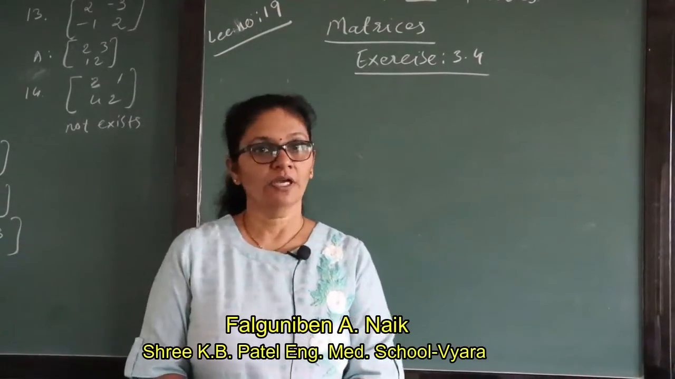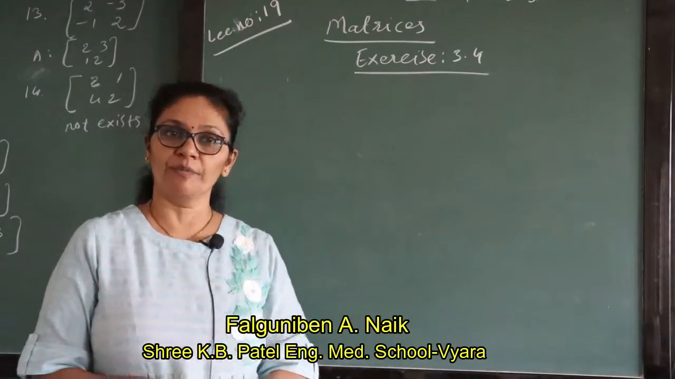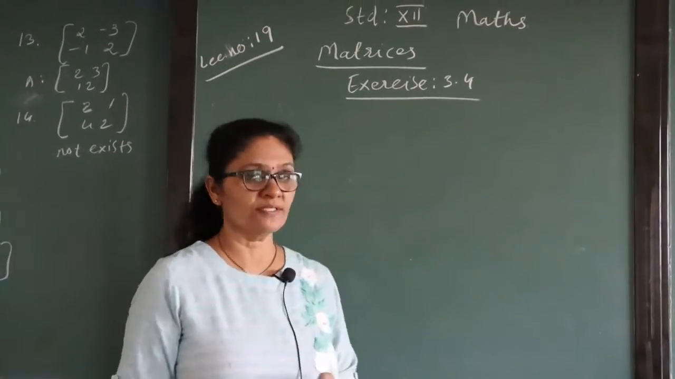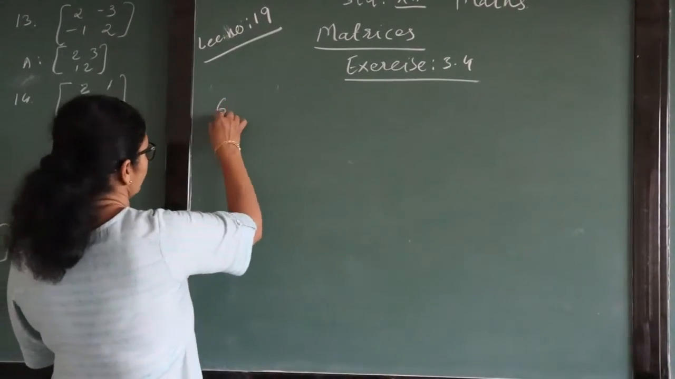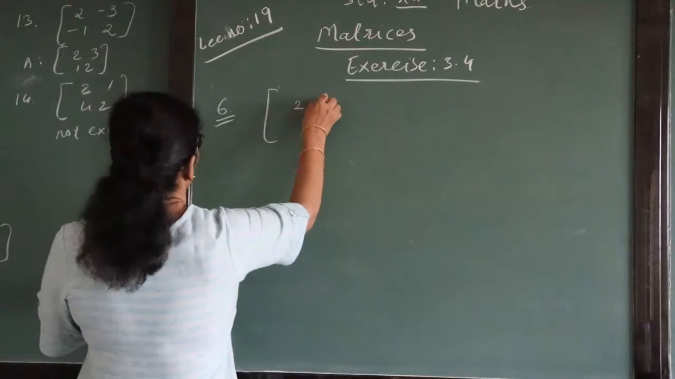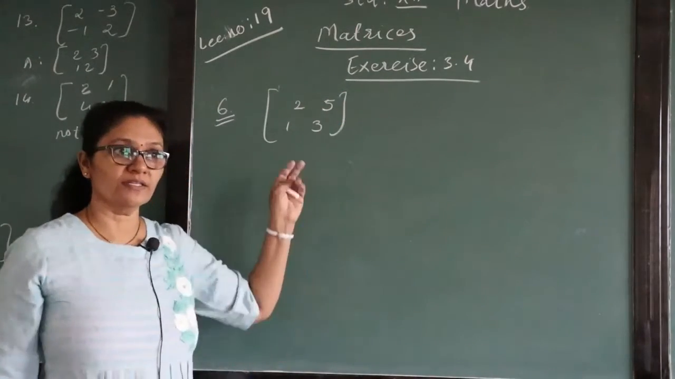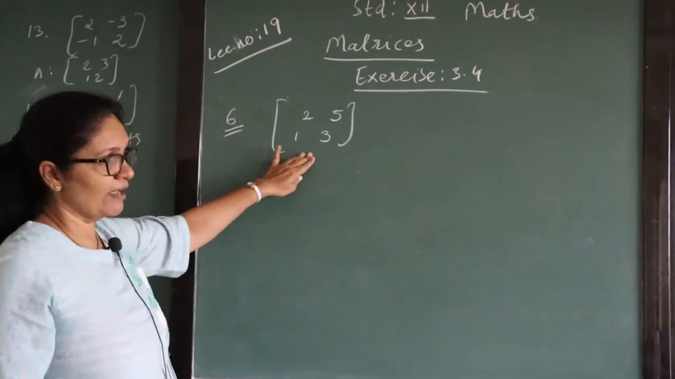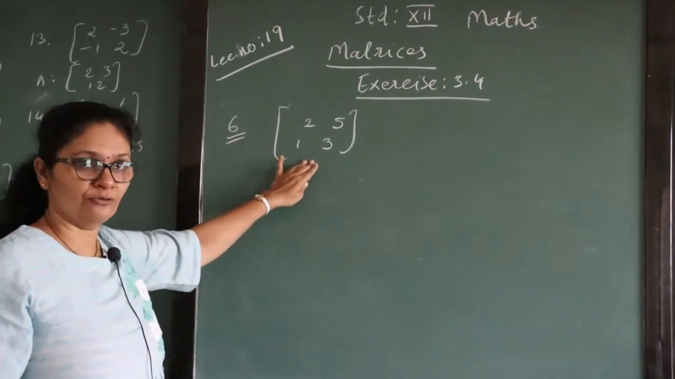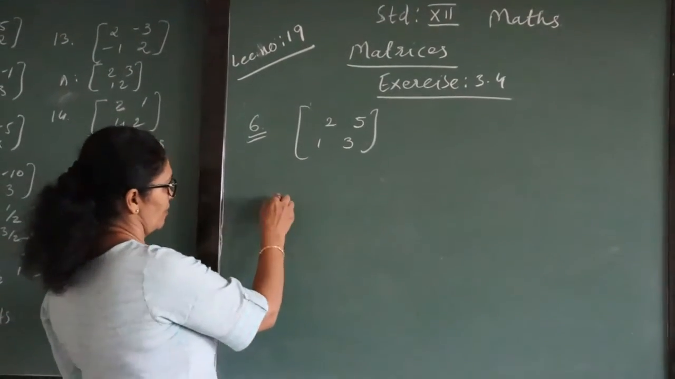Everyone, we have discussed a few questions from exercise 3.4 in our previous class. So in this class we continue with the next question, our sixth question. We are solving this matrix by finding the inverse. By which method? The elementary operations method, or you can say the inverse by row reduction method.